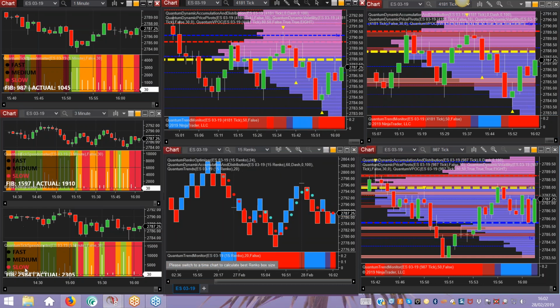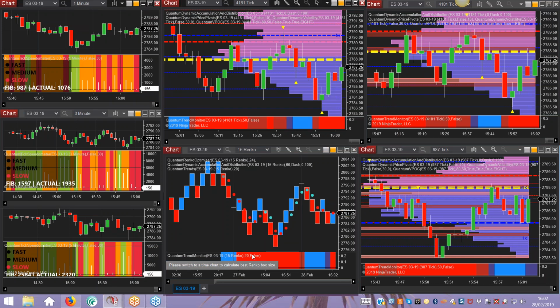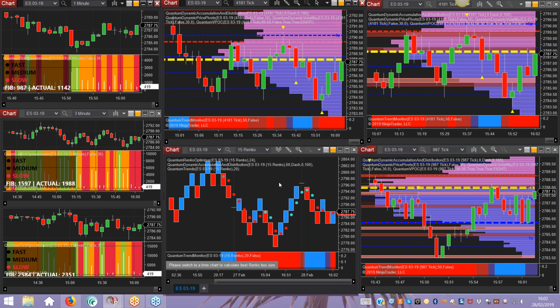987, 1597 and 2584, very, very low tick counts for this particular index. You'd expect to see that on a YM. You don't expect to see that on the ES, which is generally 10 times the activity, if not more, of the other two.